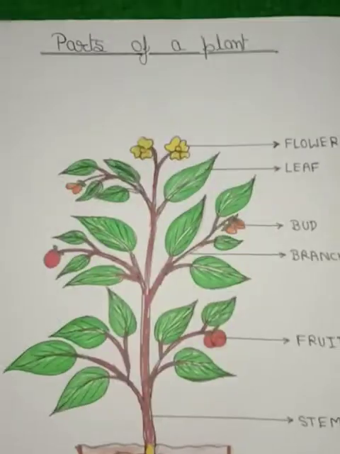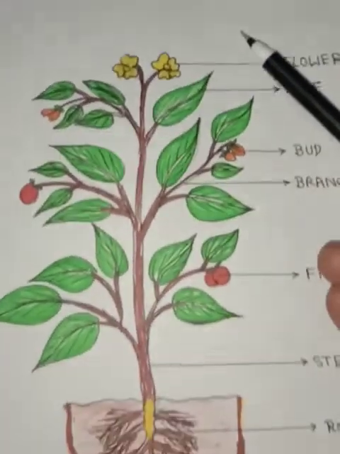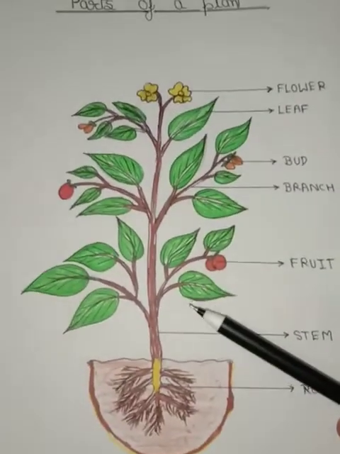Student, today we will practice the diagrams of lesson 7. These are parts of a plant, structure of a leaf, and germination of a seed. Now let's start. Student, first diagram, parts of a plant. Okay, you can see here.